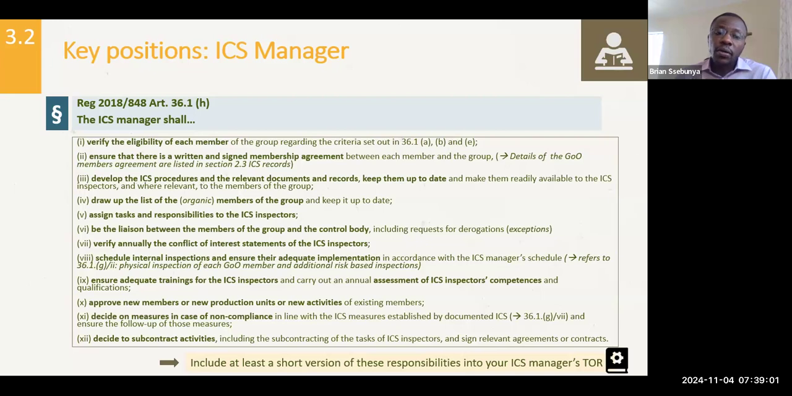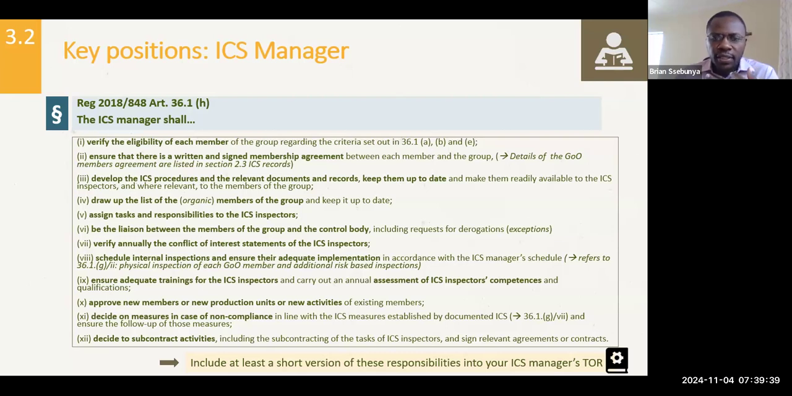To verify annually the conflict of interest statement for ICS inspectors, that we are going to see, but I guess most of you know that every year ICS inspectors have to sign that conflict of interest declaration. Who makes sure that that is done is the ICS manager. To schedule internal inspections and ensure they are adequately implemented, that is the ICS manager who does. And this is really mentioned, you can see the level of detail. Previously, you could have flexibility in how we do it, but here it is in the regulation.